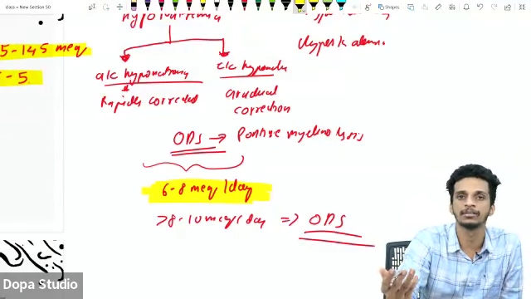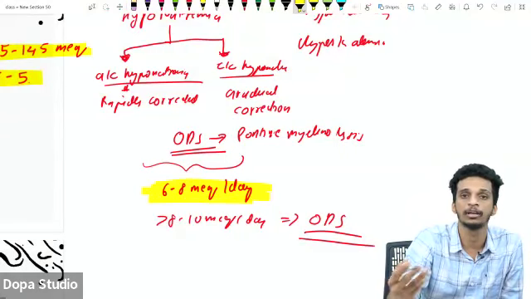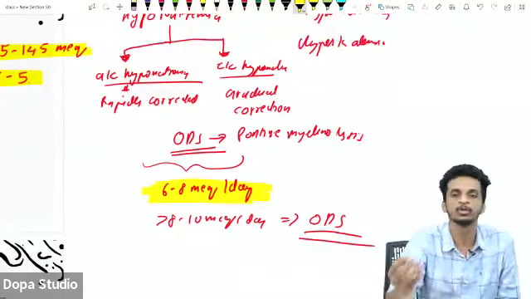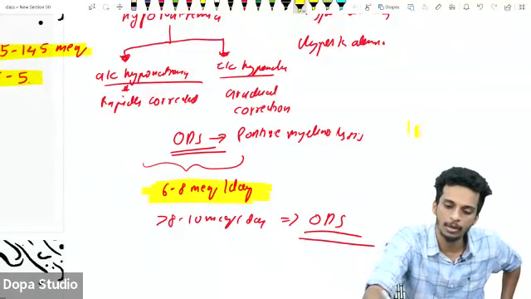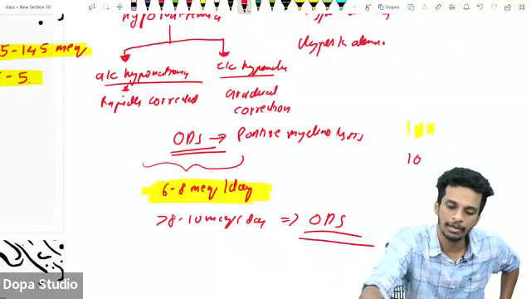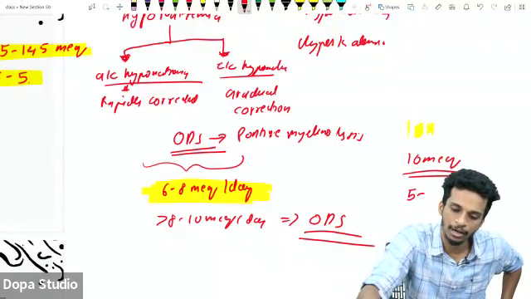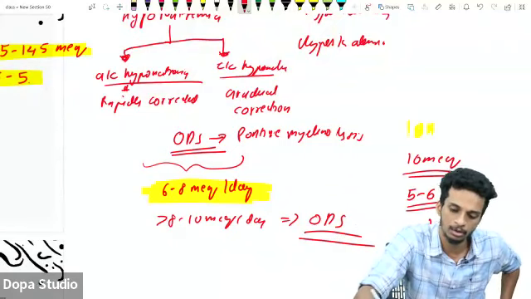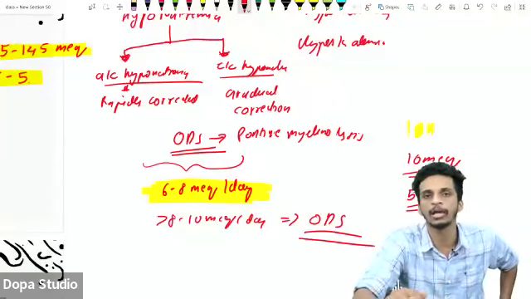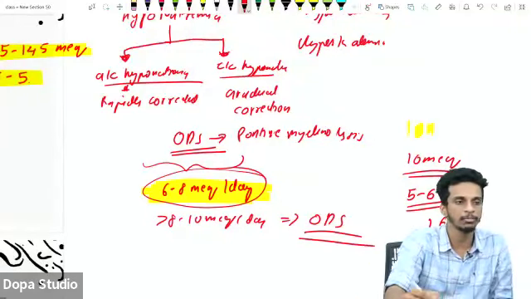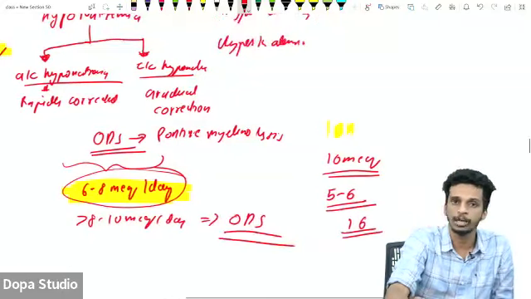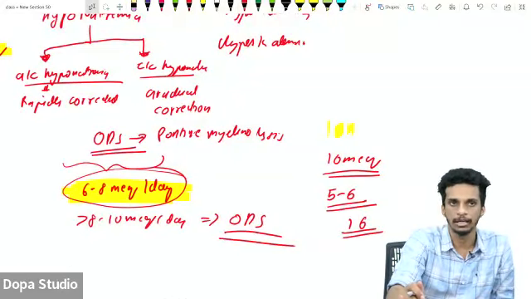What if you happen to increase by 12 in one day? You should adjust it on the subsequent day. That means if you correct 10 milliequivalents on the first day, the next day you should correct only up to a maximum of 5 or 6. That means your total in 2 days should be around 16. If you happen to correct more than the expected 6 to 8 milliequivalent per day, you should compensate for it the next day.